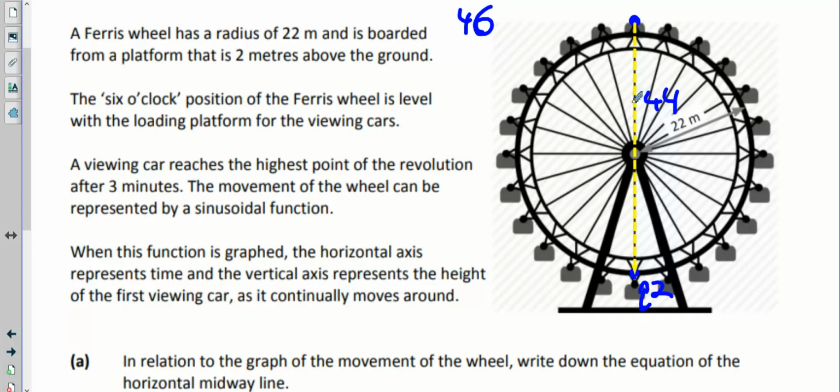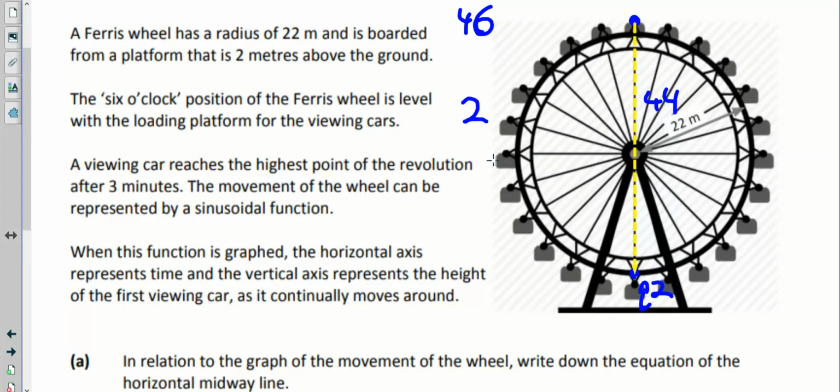What's your bottom height? 2. Is that right? 2? Okay. Now, your bottom height is 2. So, what's the midway line? Is the midway line 24? Y equals 24? How do we get that? Add 46 and 2 together and divide by 2. So the midway line is actually a value of 24.